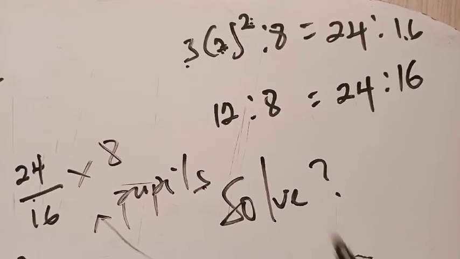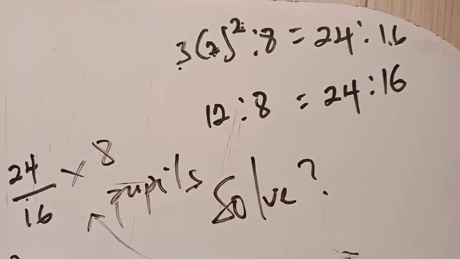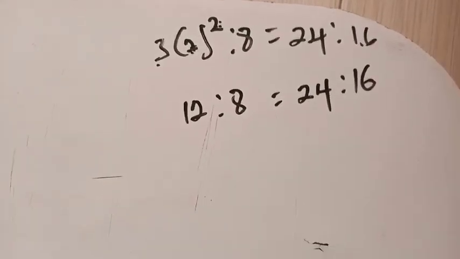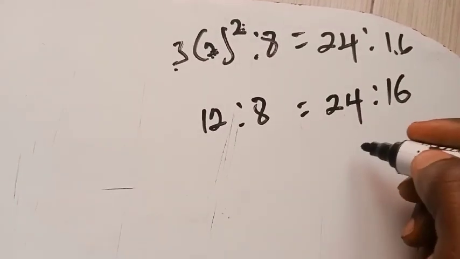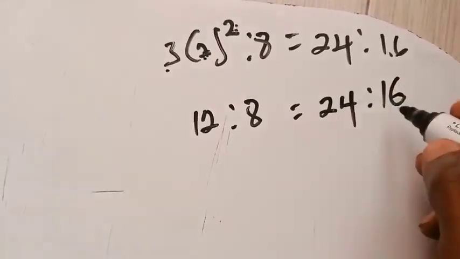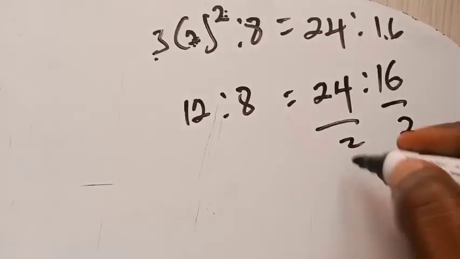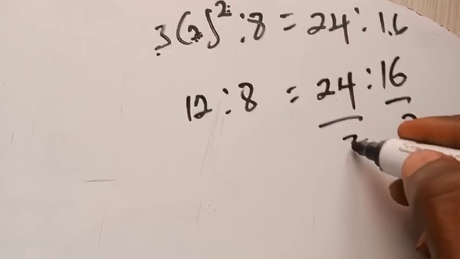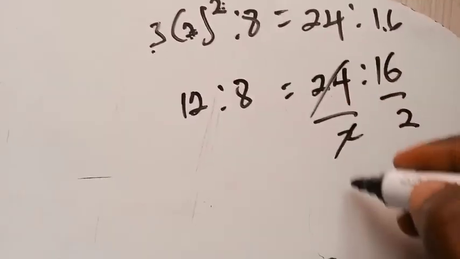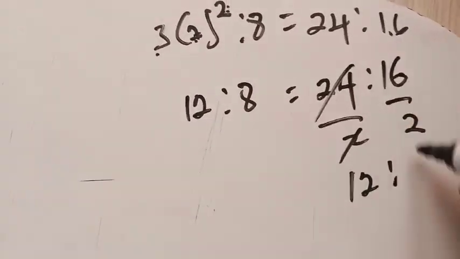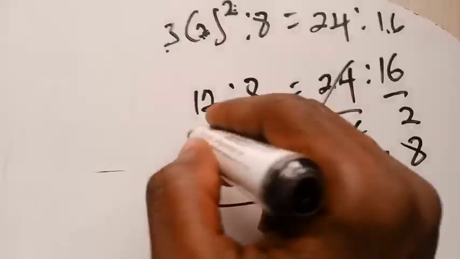Someone may say, are this and this the same? What do you think? Of course, they are the same. How do you do that? If I divide this by 2 and then divide this, because they have a common factor of 2 within them, I'm going to have 12 is to 8. Obviously, this and this are the same.